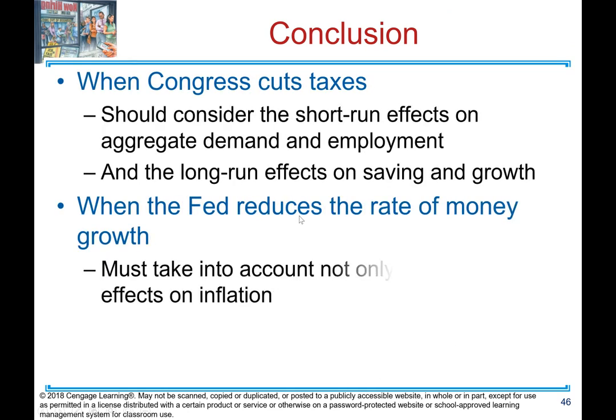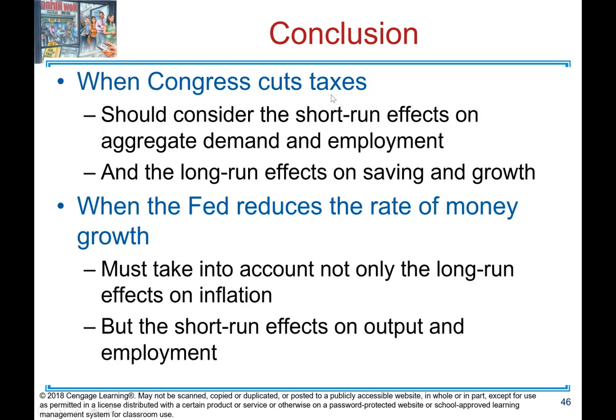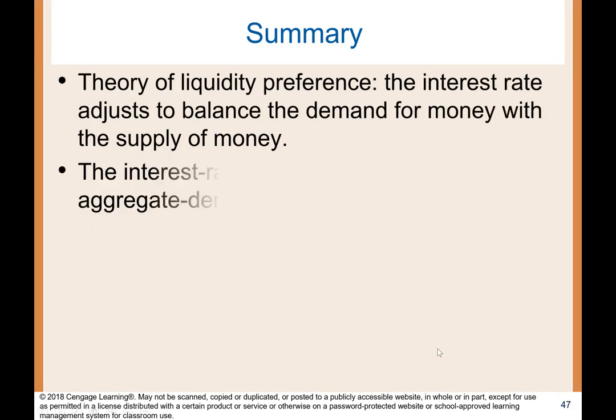In conclusion, when Congress cuts taxes, it should consider the short run effect on aggregate demand and employment and the long run effect on savings and growth. When the Fed reduces the rate of money growth, it must take into account not only the long run effects on inflation, but the short run effects on output and employment.